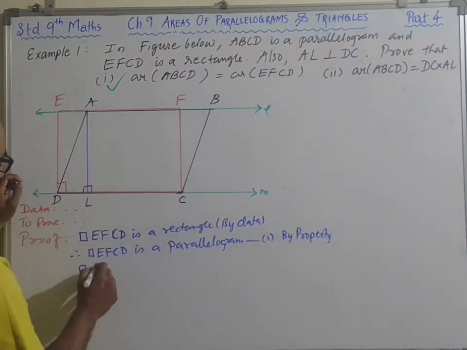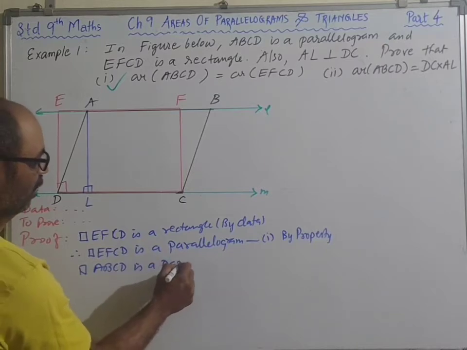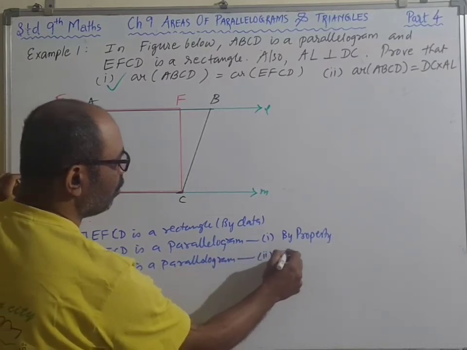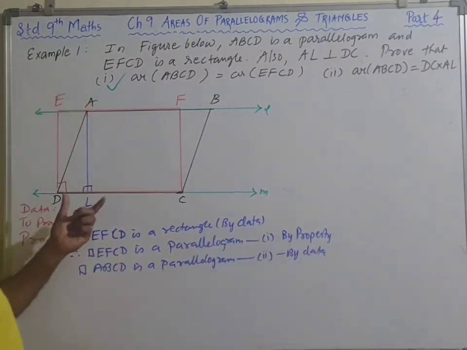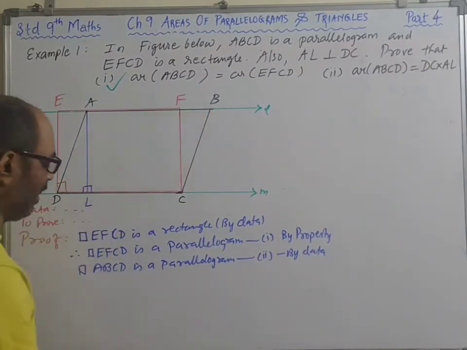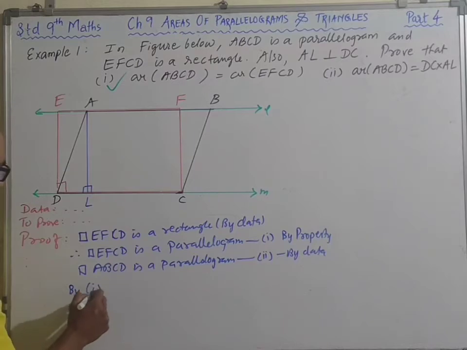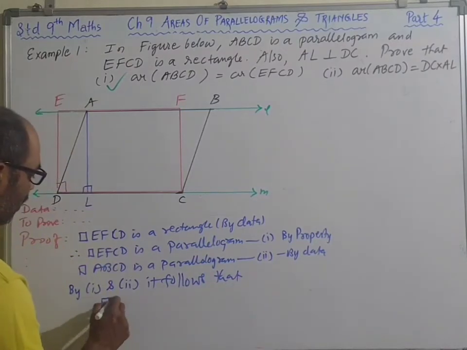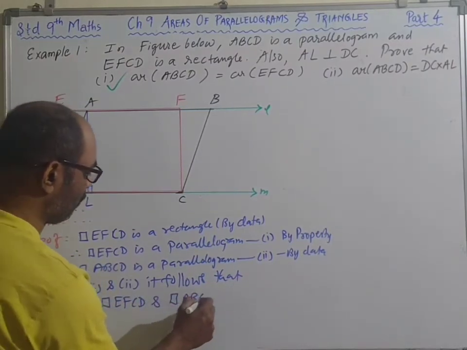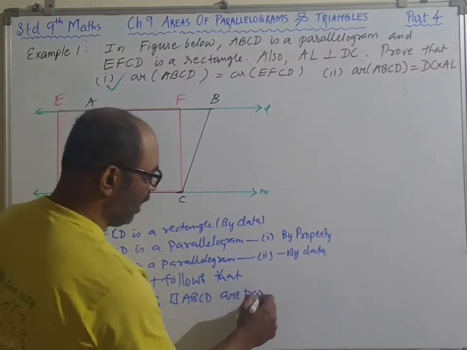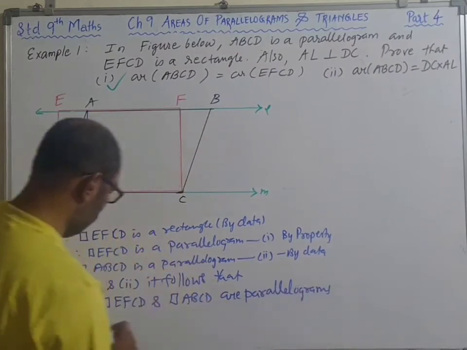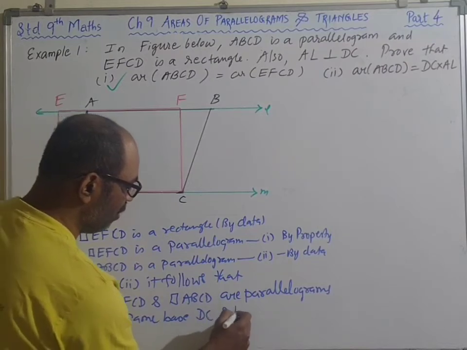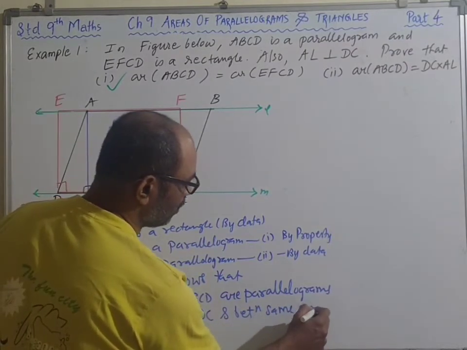Quadrilateral ABCD, the black one. ABCD is a parallelogram. Call it result 2 by data. So by 1 and 2 it follows that quadrilateral EFCD and quadrilateral ABCD are parallelograms on the same base CD or DC and between the same parallels.